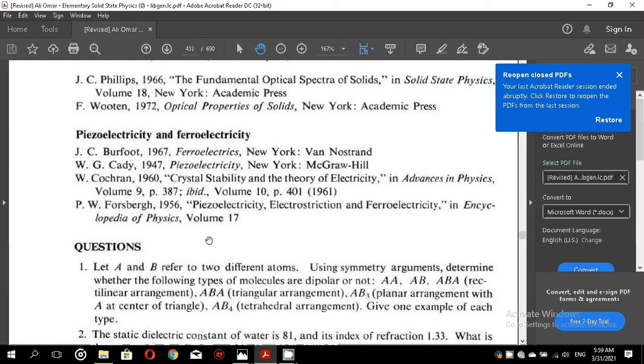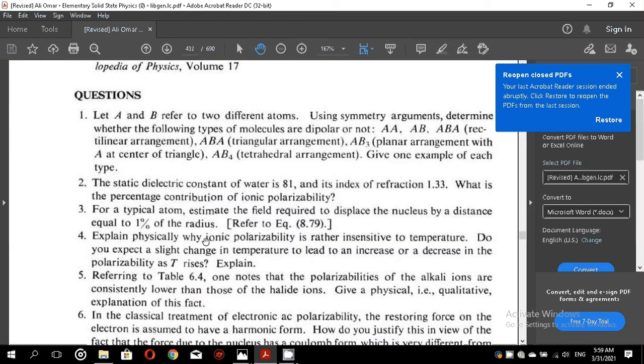These are the questions on this chapter, for which I have sent you the hints. Question number 1 is: let A and B refer to two different atoms. Using symmetry arguments, determine whether the following types of molecules are dipolar or not. For example, AA. In this molecule we have two similar atoms, so there is a spherical symmetry present here on the charges.